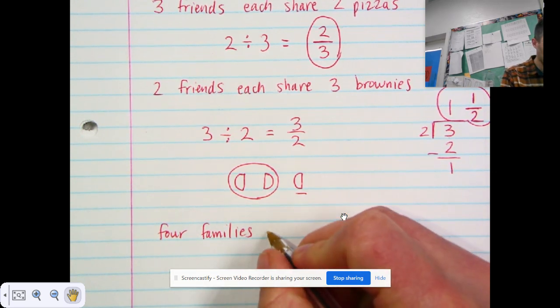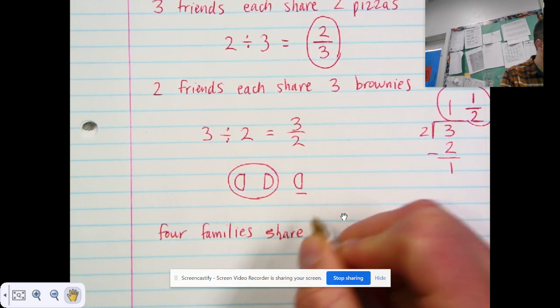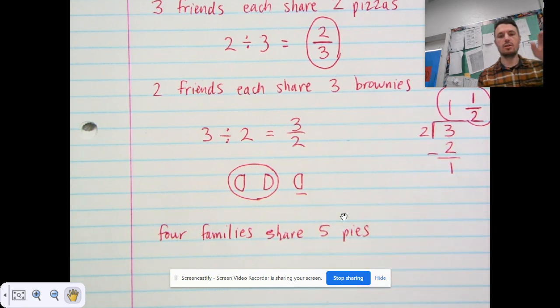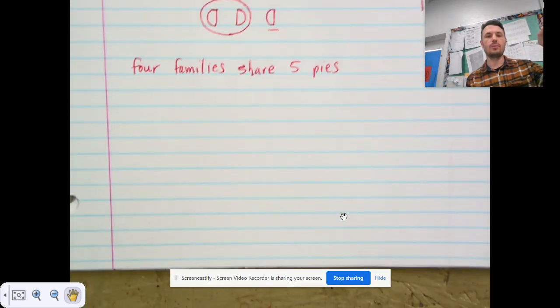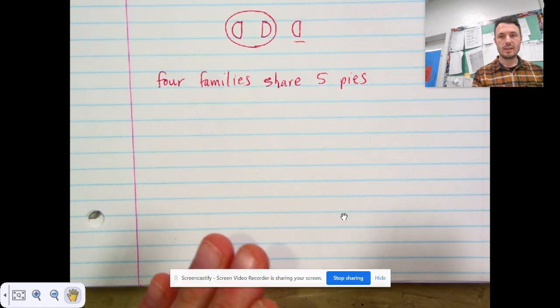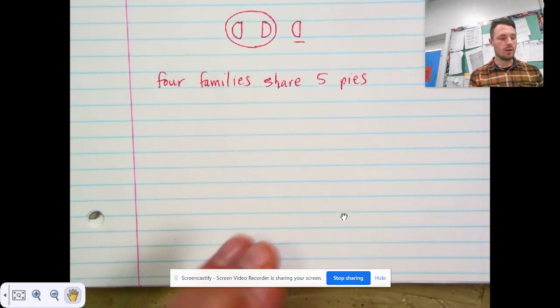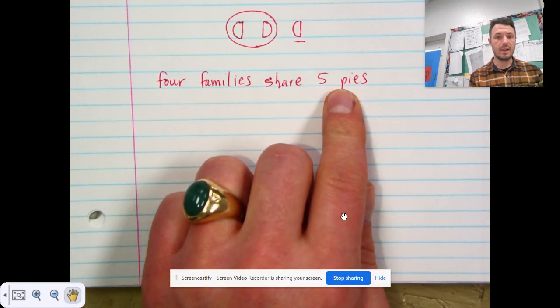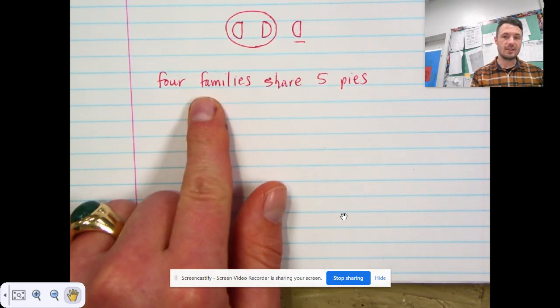And they share 5 pies. 4 families share 5 pies. Okay? So think, what's being split up? Are the families being split up, or are the pies being split up? The pies are being split up and fed to the families.